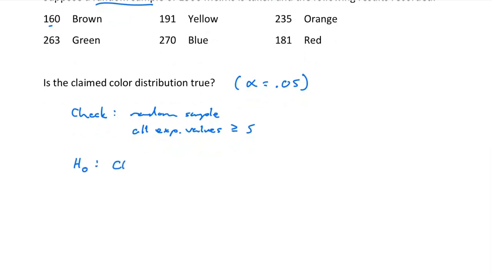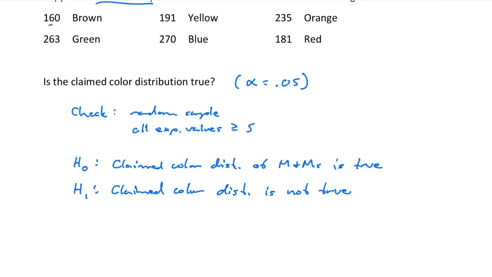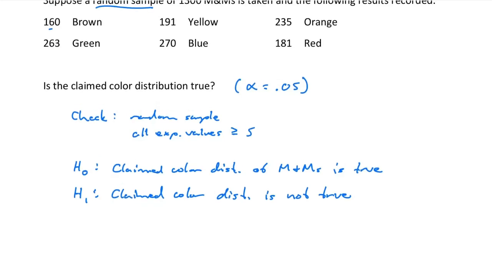All right, we've got our hypotheses. Our null, in this case, would just be that the claimed color distribution of M&Ms is true. And the alternative is that the claimed color distribution is not true. Okay?